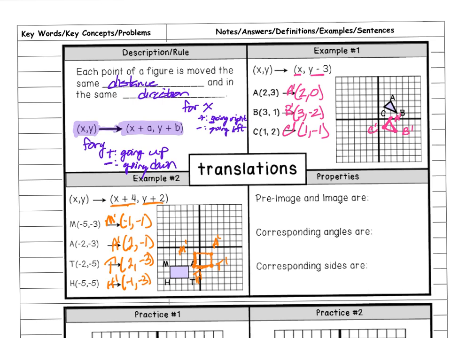So just a few rules about translations. We know the pre-image and the image are congruent, and we defined congruent before. This is the little symbol for congruent. So I probably will never spell the word congruent again. I'll just use the symbol. And it means similar in shape and equal in size. Okay. Corresponding angles are congruent. And corresponding sides are congruent.